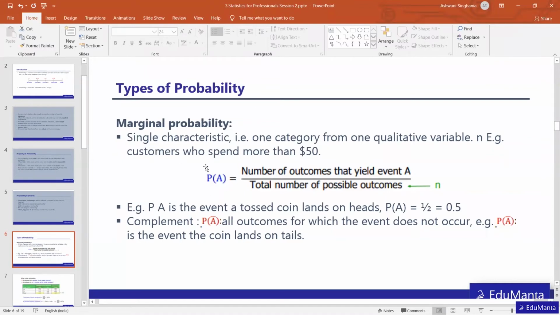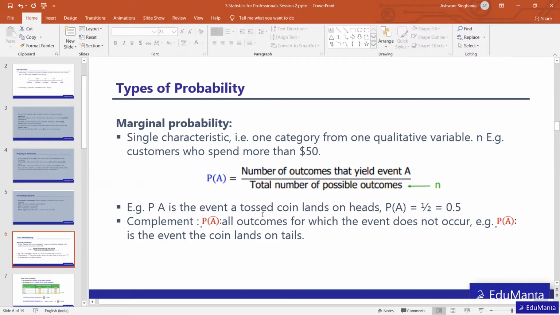So here, the simple way to calculate marginal probability: for example, what is the probability that one will come on the top if a dice is rolled? The total number of possible outcomes is 6, whereas 1 will be the event that we are looking for. So 1 by 6 will be the probability. These are called marginal probability. These are very easy to calculate.